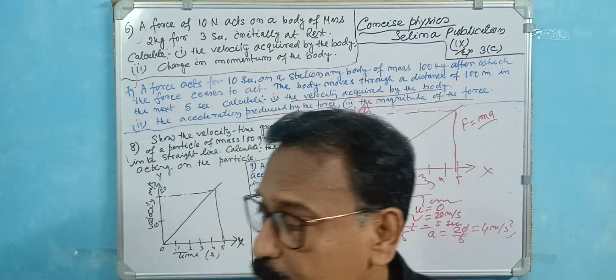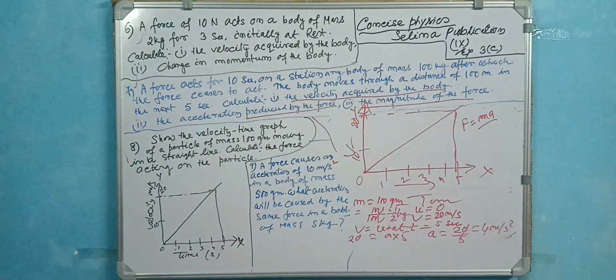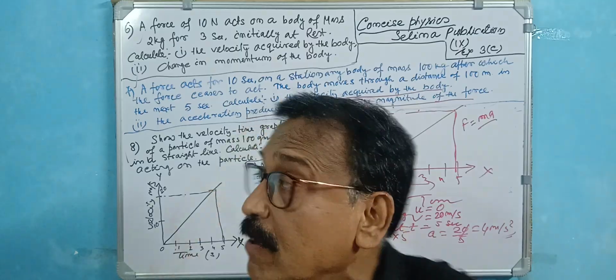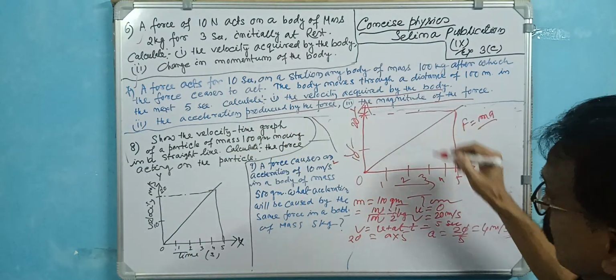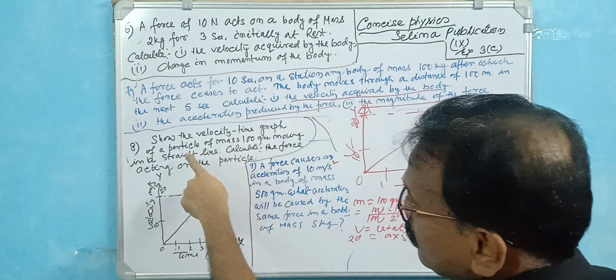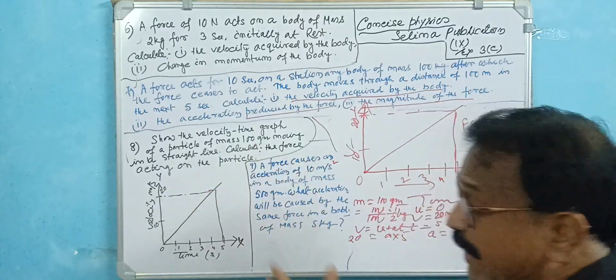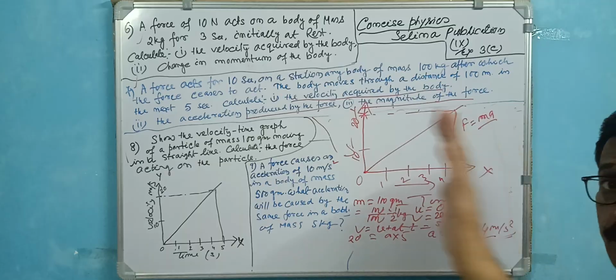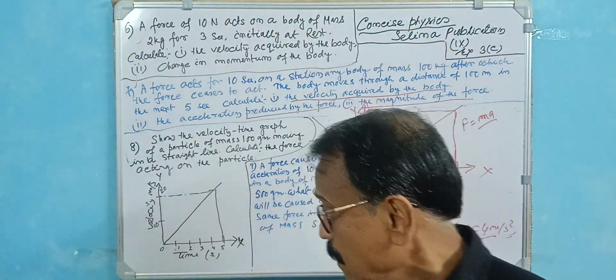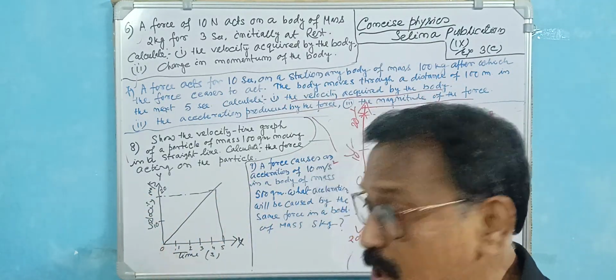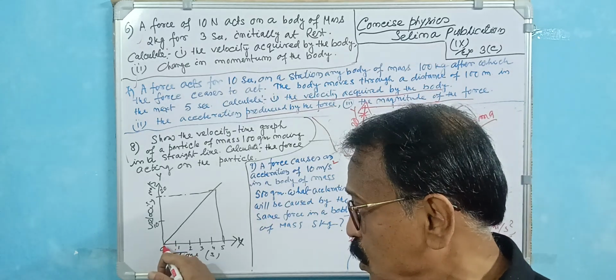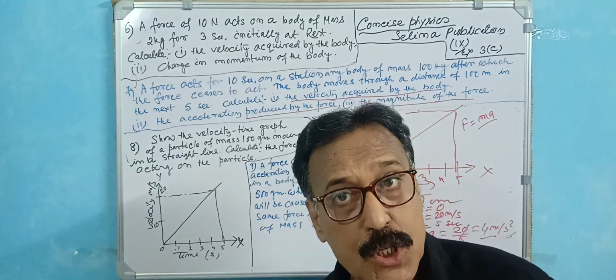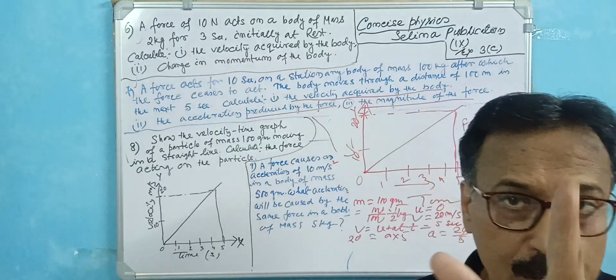Is that clear to you? We have calculated the acceleration from here. So the particle moves in a straight line with acceleration of 4 meter per second square. From the graph, how? Because when time is 0, velocity is also 0. That means u is 0 when time is 0.